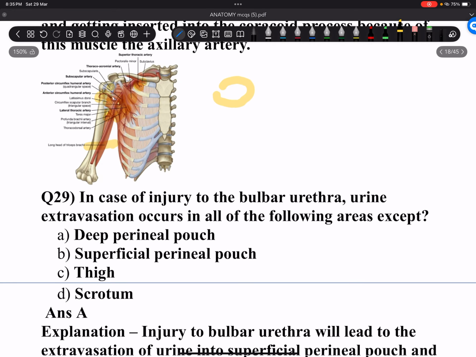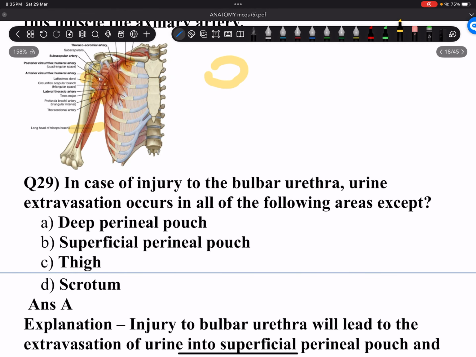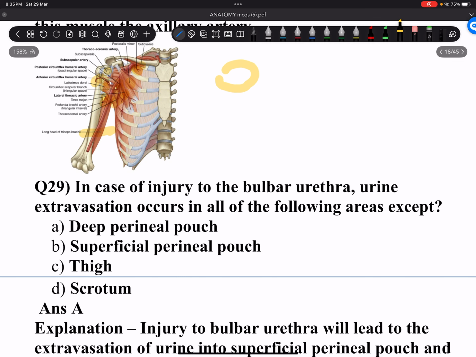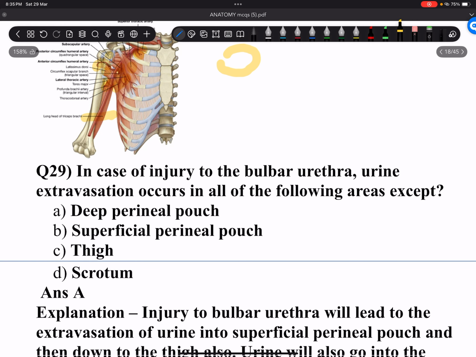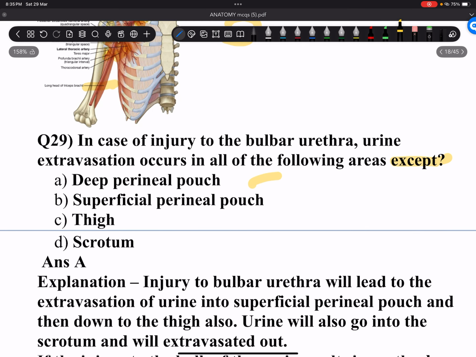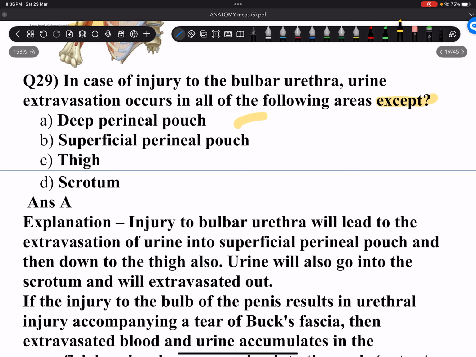Okay, let's come to another question. In case of injury to the bulbar urethra, urine extravasation occurs in all of the following areas except the deep perineal pouch. Injury to the bulbar urethra will lead to extravasation of urine into the superficial perineal pouch, not the deep perineal pouch. And then down the thigh, urine will also go into the scrotum and extravasate out.